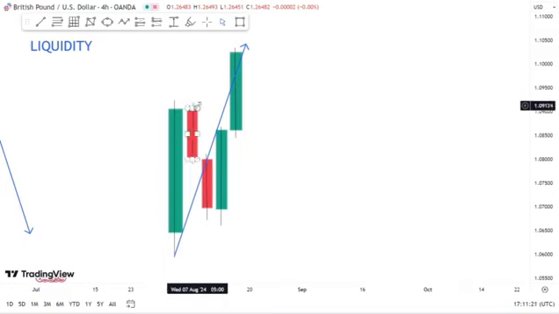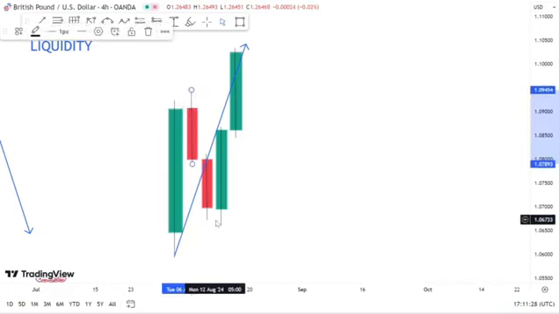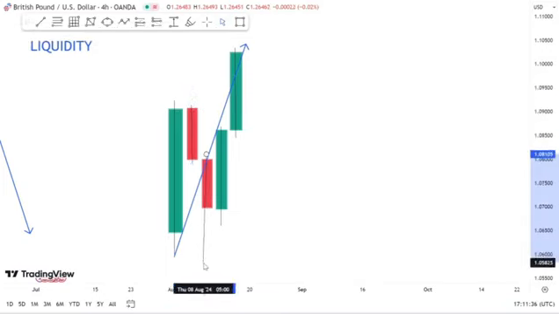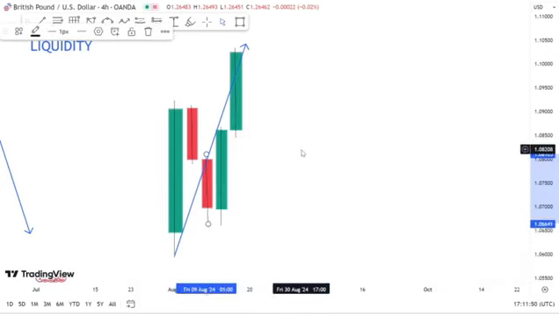Now, it could have been a pullback if this particular wick had gone above the green candle, right? That would have been a valid pullback all the way to the top. Or if this particular wick had gone below this green candle, it would have been a valid pullback. Now, that's the important thing about pullbacks. I'll dive into the live market to show you some of that as well, but that's later on.